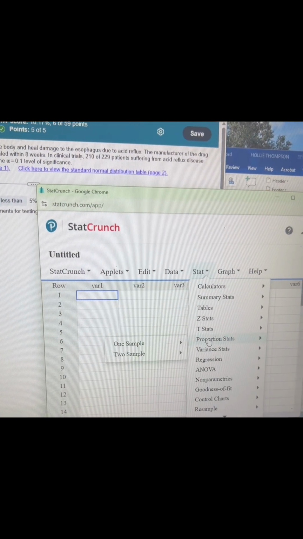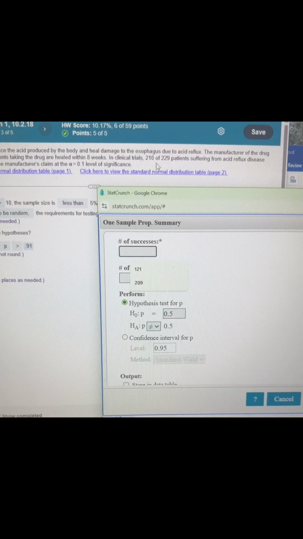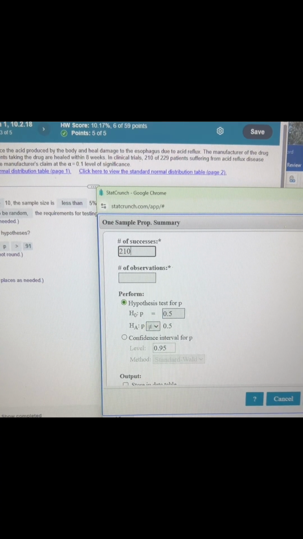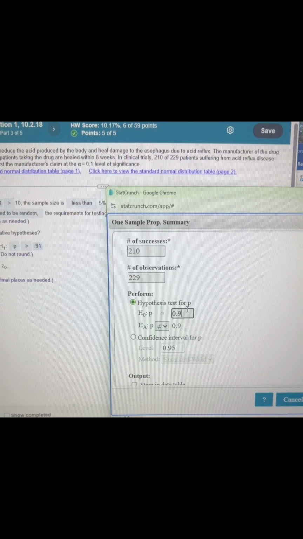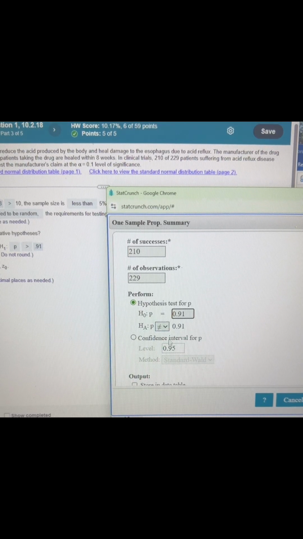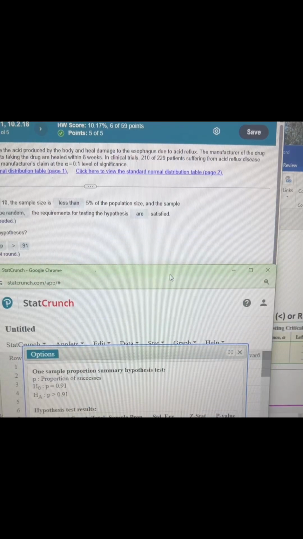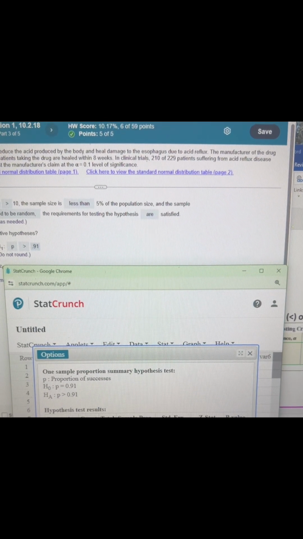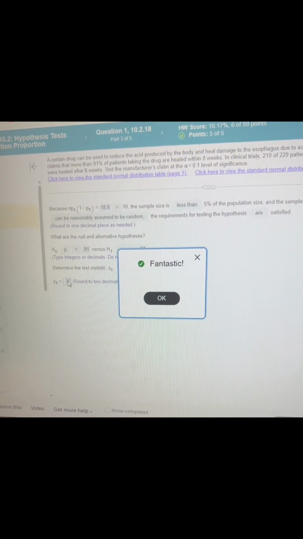For this part, you go to StatCrunch. Go to stats, proportion stats, one sample with summary. Then we put the number of successes, which is from the problem, 210, and the total, which was 229. P is 0.91. You have to make all this match this one right here. Greater than 0.91. And you hit compute. Then the Z score stat goes here, rounded to two decimal places, so 0.37. Get in there, 0.37. Fantastic.